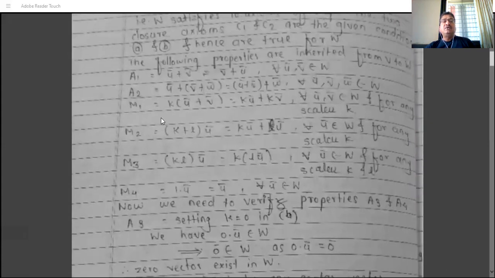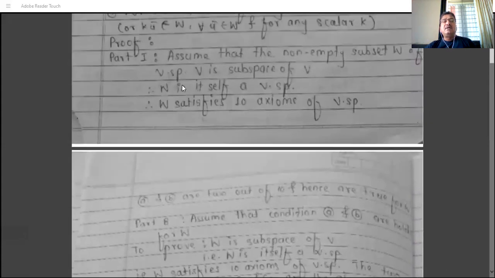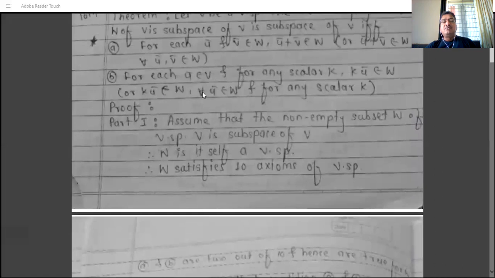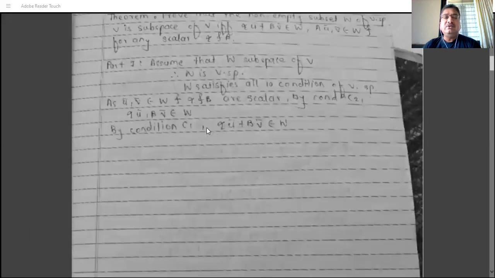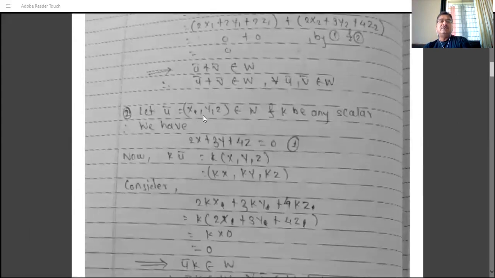What do we have to show? We have to show this condition, that is K U bar belongs to W for all U bar belonging to W and for any scalar K. That is, any element of W and any scalar, its scalar multiplication belongs to W. So let U bar be equal to XYZ, or X1 Y1 Z1, we can take any notation. So suppose U bar is equal to XYZ and belongs to W, and K is any scalar. This U bar is any element of W and K is any scalar.